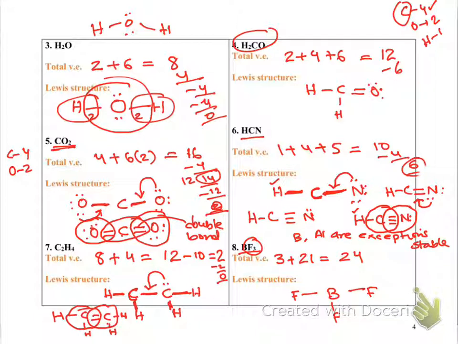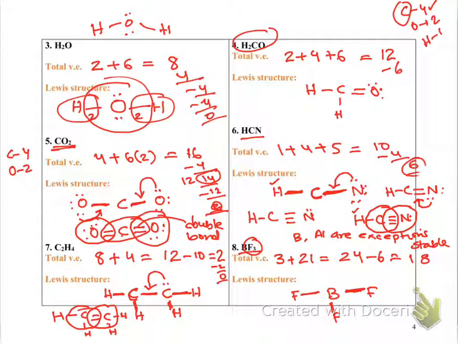So how many electrons did you use? 2 plus 2, 4 plus 2, 6. So I'm left with 18 electrons, and I'm going to use these electrons to give an octet to the elements that are at the end, which are the 3 fluorines. Each has only one bond here.